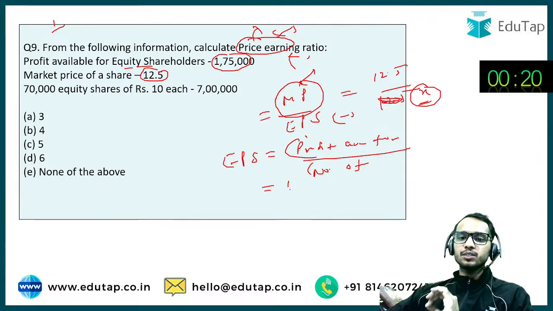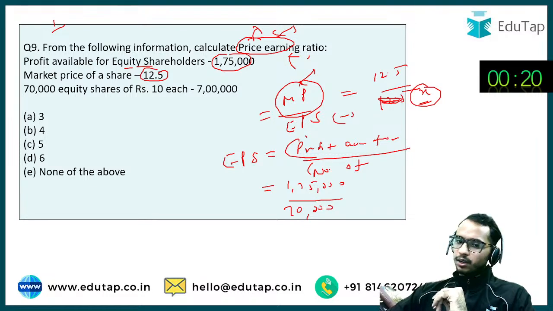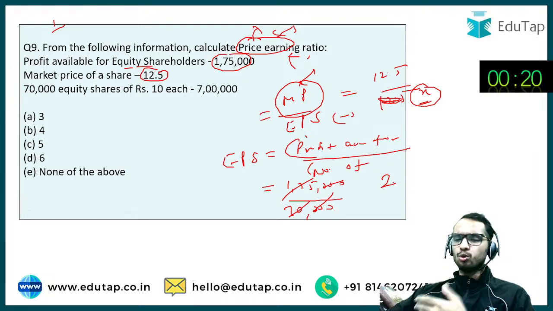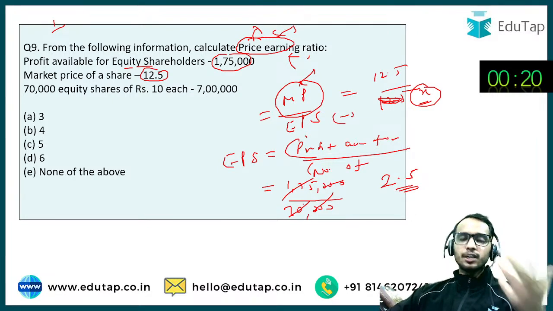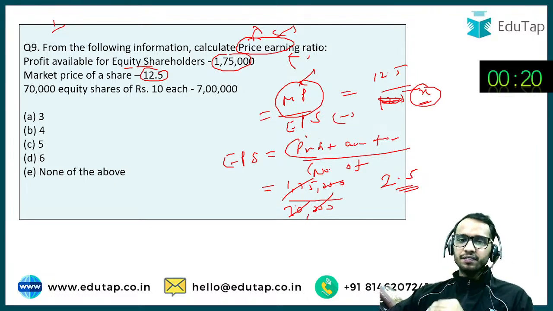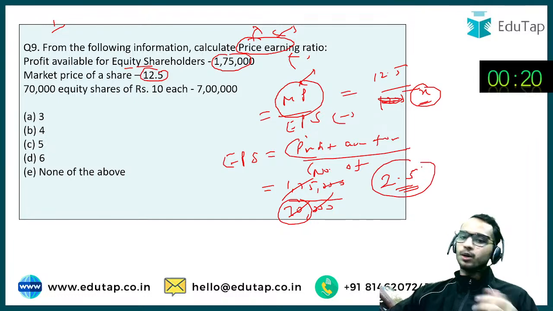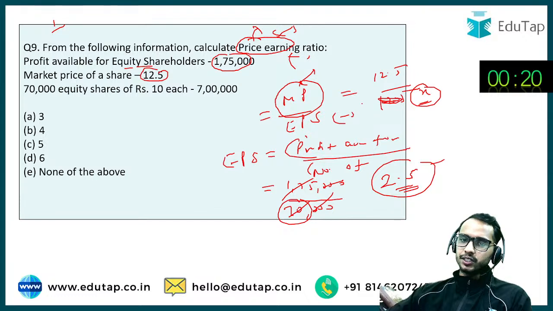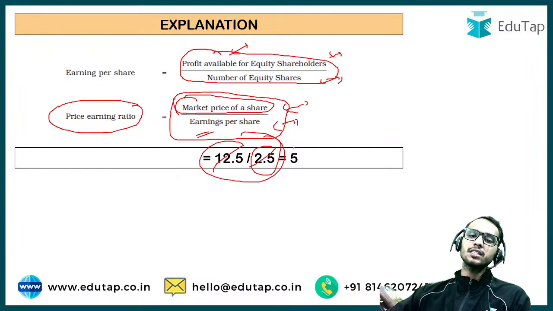Total available profit is 1,75,000. Number of shares we have is 70,000. You are going to do this calculation, so it will be around 2 point something. It will be around 2.5. How I calculated it? 72, 140. Rest is 35. 70 divided by 2 is 35. So I wrote 2.5. So EPS is 2.5. Let me check first of all. Yeah, it is 2.5. Now market price per share is also given to you, 12.5. So you are just going to divide it and you will have the answer as 5.